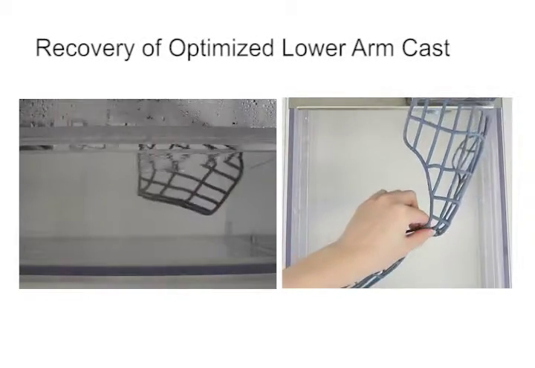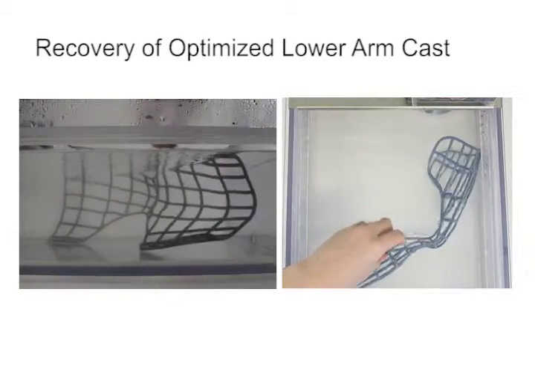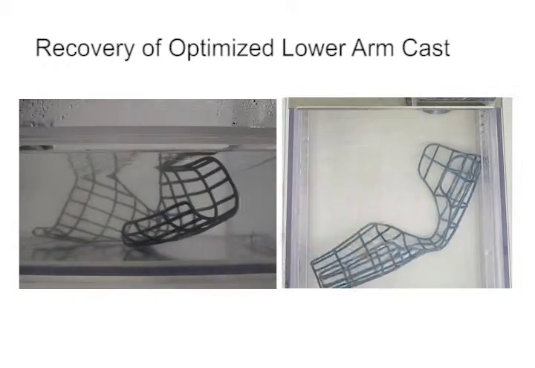When required, the medical cast can be warmed up by a warm towel or heat pack, which allows it to actively deform back and wrap around the patient's arm.